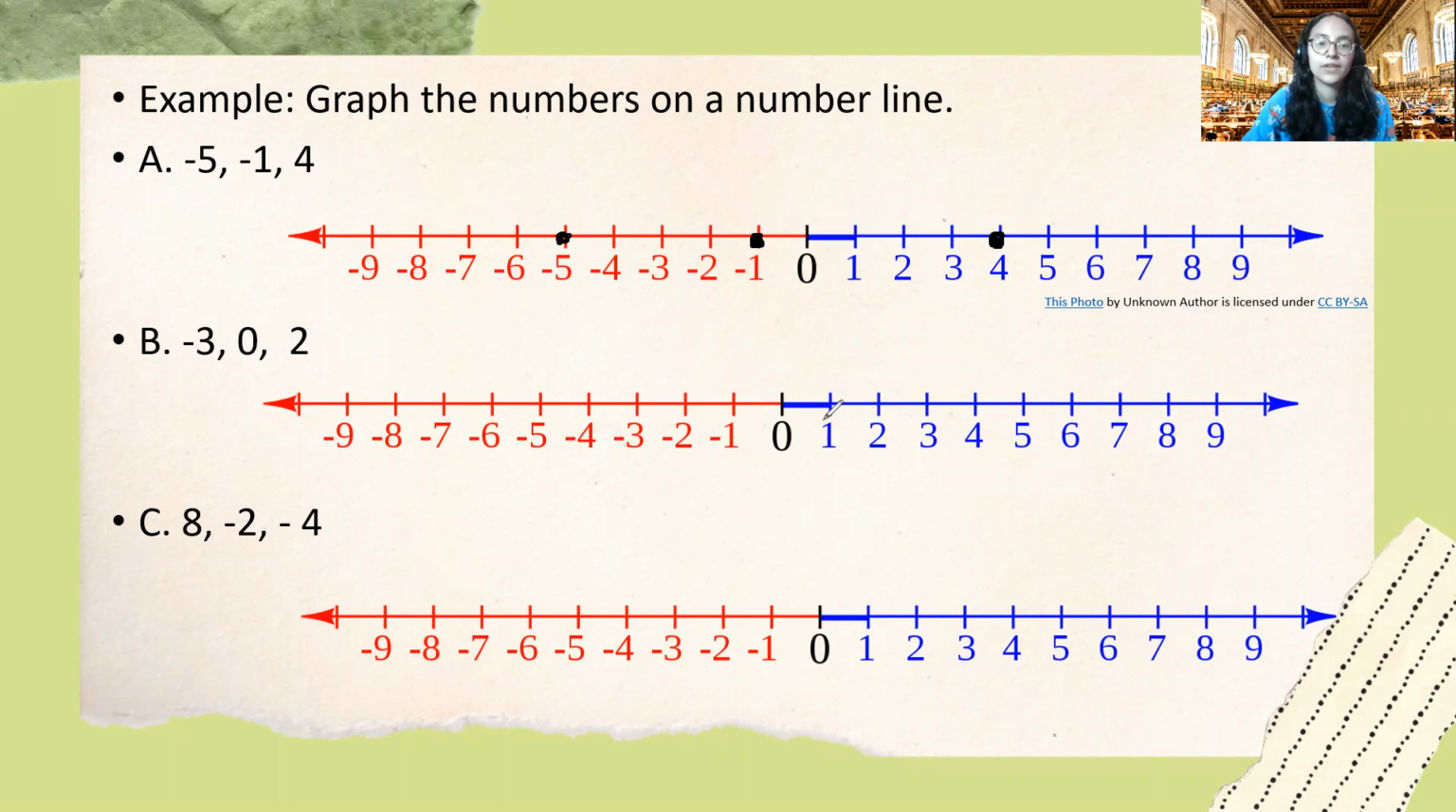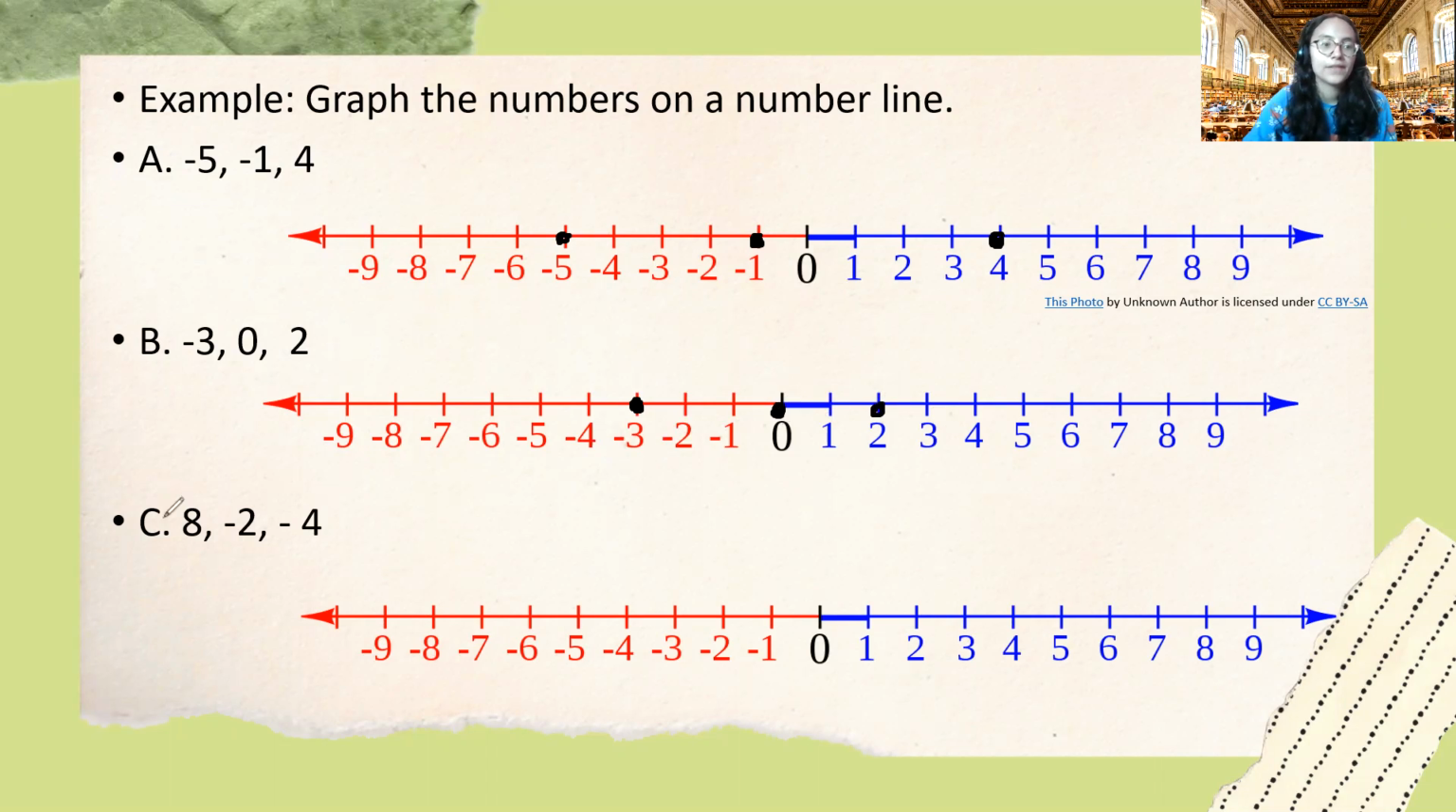B asks us to graph -3, 0, and 2. Starting with -3 is negative, so it's to the left of 0, and here it is. 0 is neither positive nor negative, and it's in the middle of our number line, so here it is. And 2 is positive, so it will be to the right of 0.